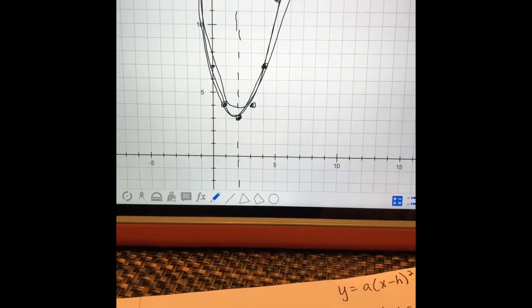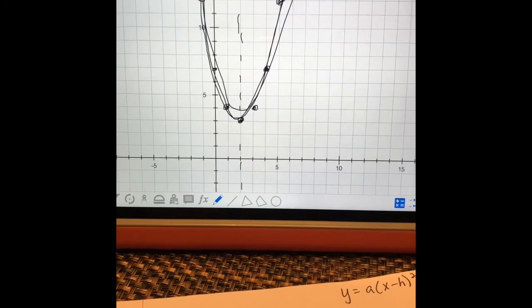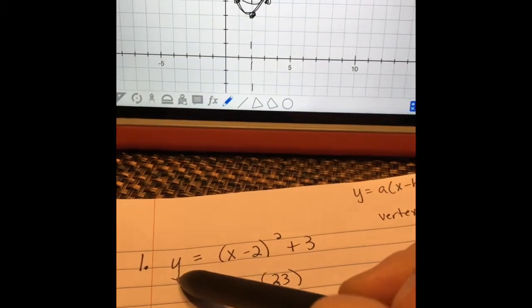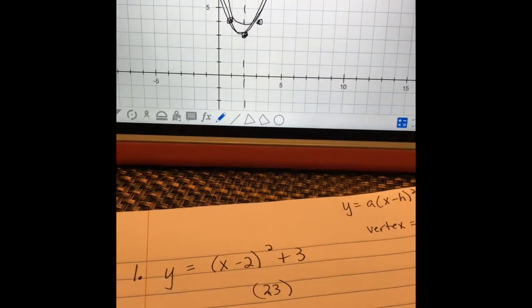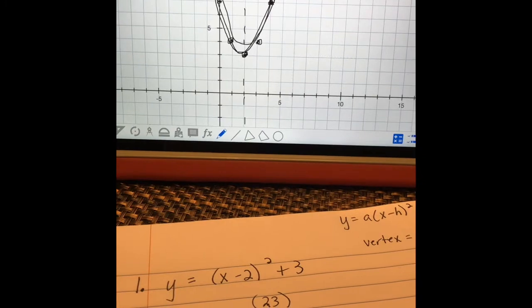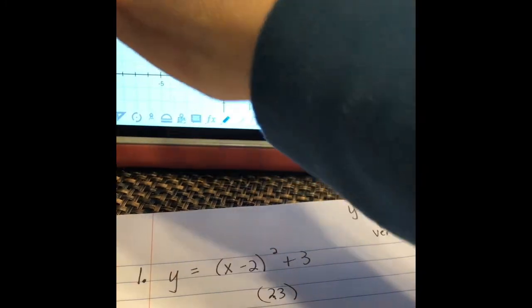Now, to tie into what else we learned, this parabola does not touch the x-axis at all. So if this equation, if the y were changed to a 0, there would be no solution because that parabola does not touch the x-axis. Okay, so let's take a look at another one.